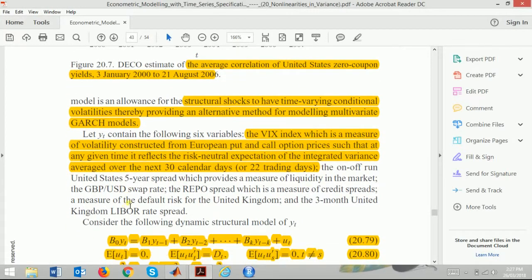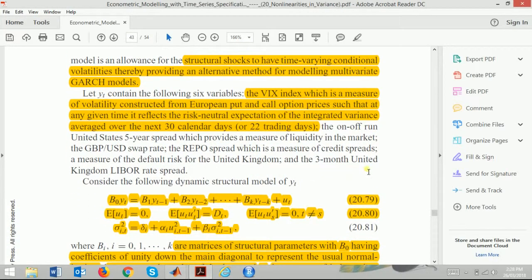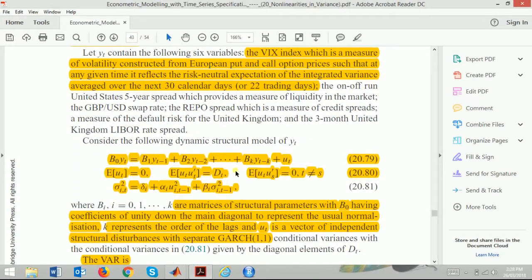The on-off run United States 5-year spread, which provides a measure of liquidity in the market. So we have the VIX index, which is risk neutral over 22 trading days. We have the 5-year spread, we have the swap rate, we have the repurchase rate spread, which is a measure of credit spreads, a measure of default risk for the United Kingdom, and the 3-month United Kingdom LIBOR rate spread.